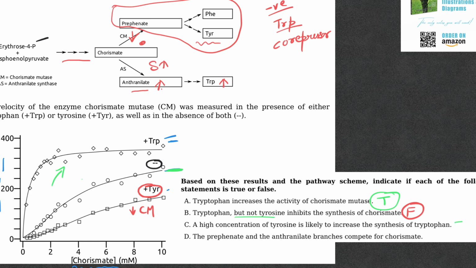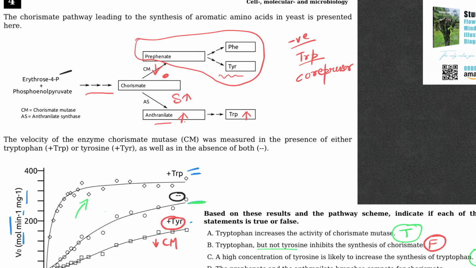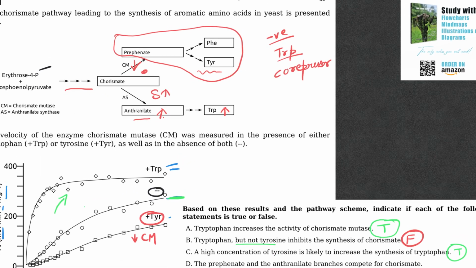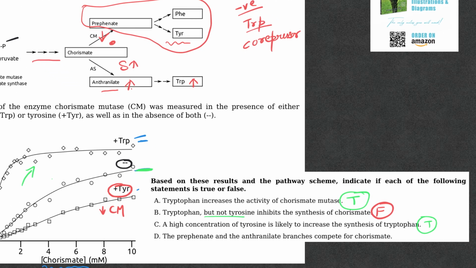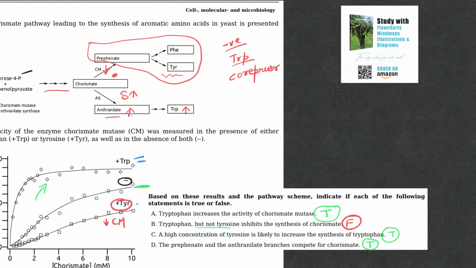Okay, so a high concentration of tyrosine is likely to increase the concentration of tryptophan. That is totally true. Next, the prephenate and the anthranilate branches compete for chorismate. Now this is totally deducible here. We can see that chorismate is a substrate for the synthesis of both prephenate and anthranilate, right? There are two enzymes for which chorismate is a substrate, and hence, yes, they are in competition. Okay, so this is also going to be true. So once again, you'll see that such questions do not demand that you know the pathway they are talking about. They demand that you have the ability to comprehend, deduce, and apply the information.